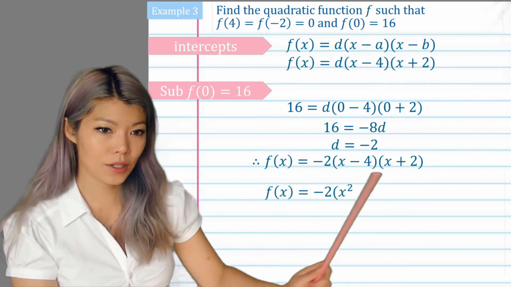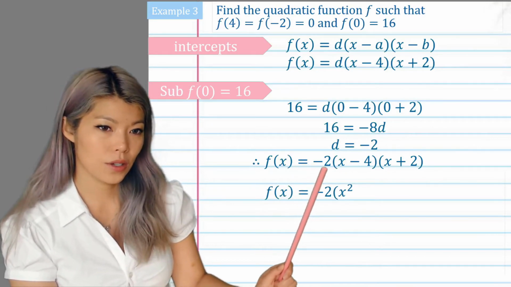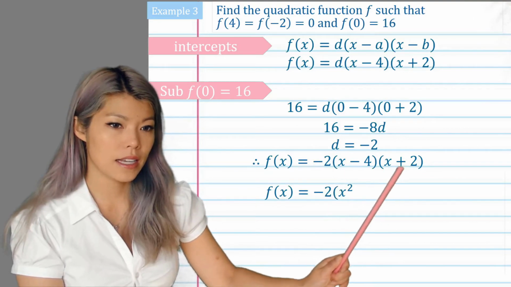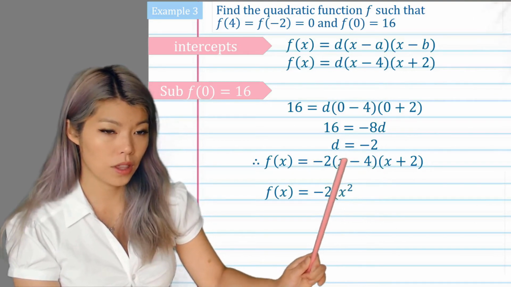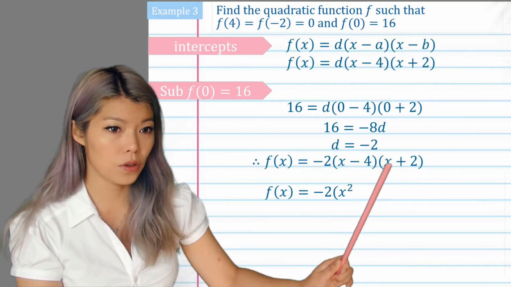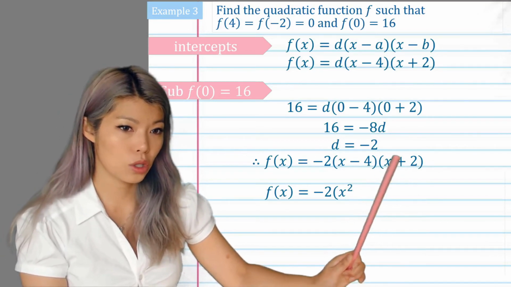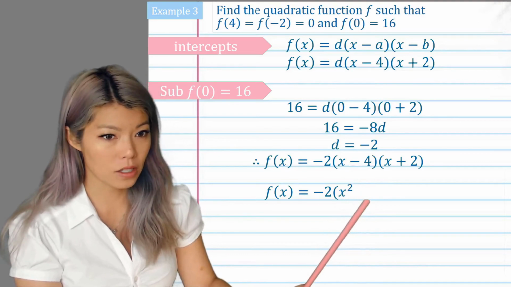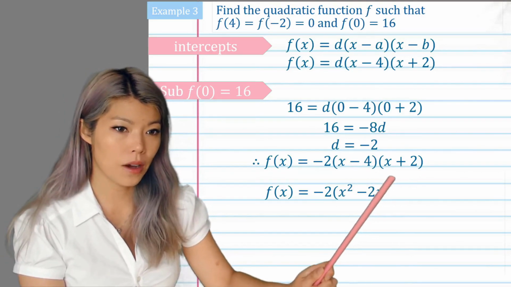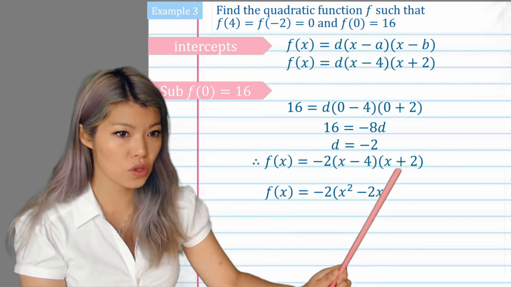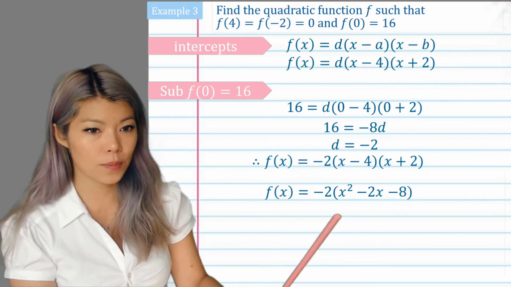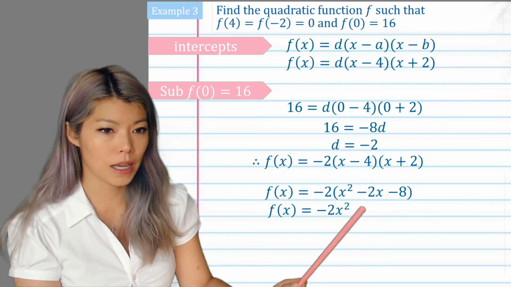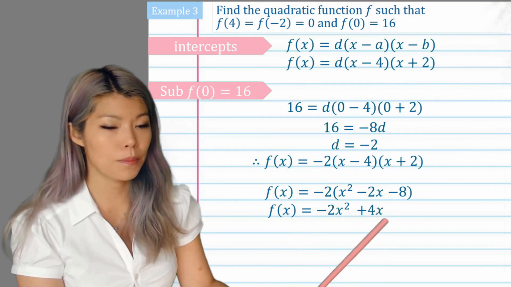And we can expand it to obtain the general formula. So x times x is x squared. We're not going to worry about the negative 2 yet. And then the next value would be the number with just x, which means it's negative 4 times x is negative 4x, plus 2 times x is 2x, so minus 4 plus 2 is minus 2x. And then the number on its own, minus 4 times positive 2 is minus 8. And then we can expand the minus 2. Be very careful with negative numbers. So we have minus 2x squared, minus minus becomes positive 4x, minus minus becomes positive 16.